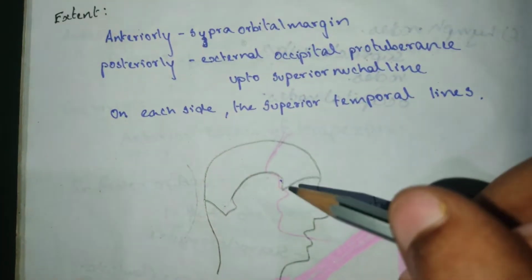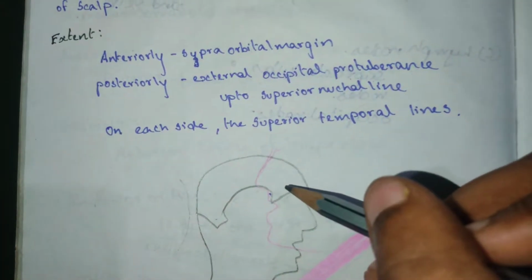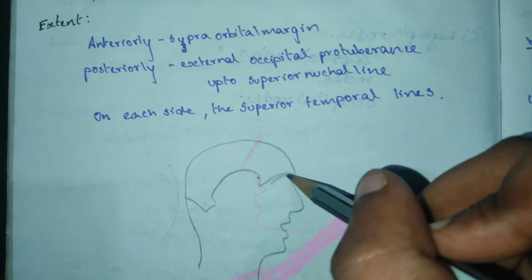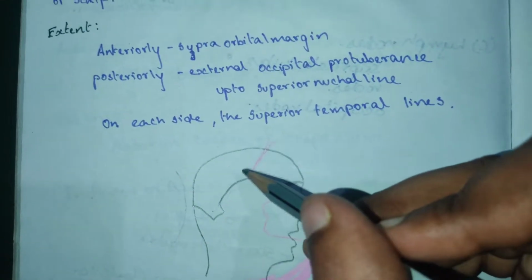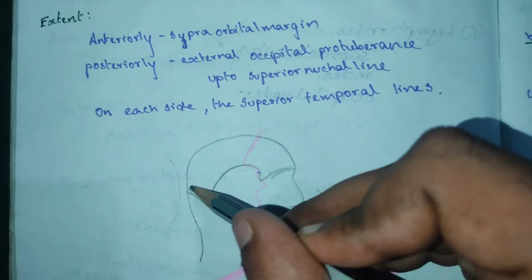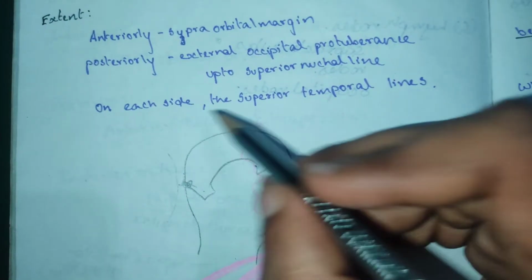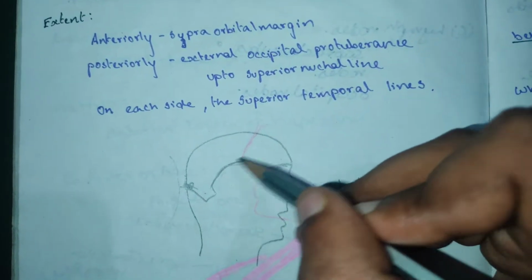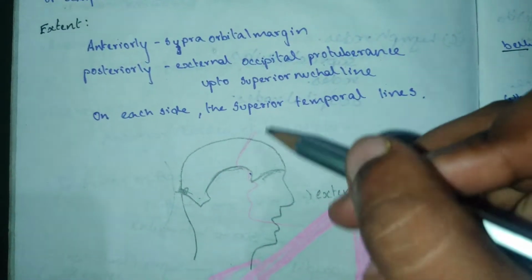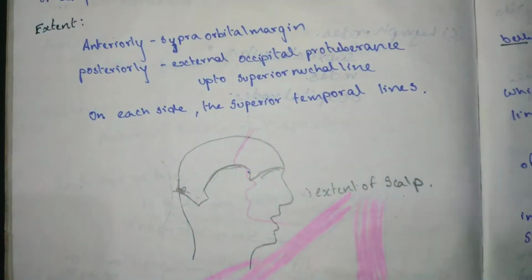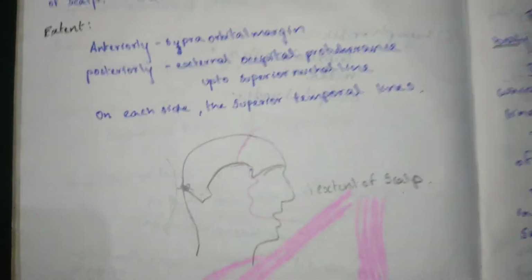In this image, you can clearly see anteriorly the supraorbital margin above the eye, and posteriorly the external occipital protuberance. Here is the external occipital protuberance, up to here. On each side, the superior nuchal line. This side as well as that side, it is extended up to the superior nuchal line.